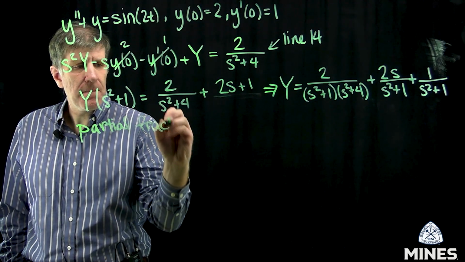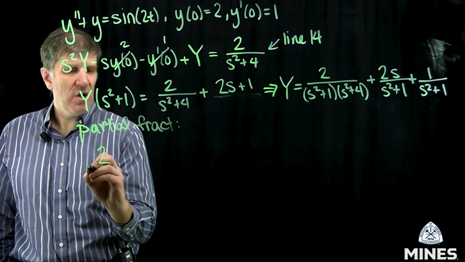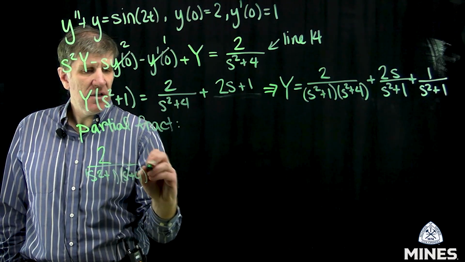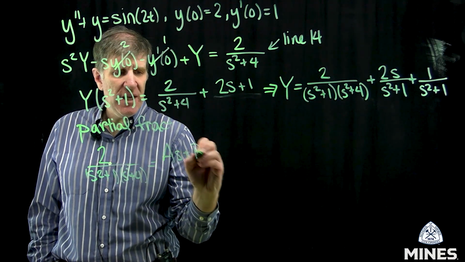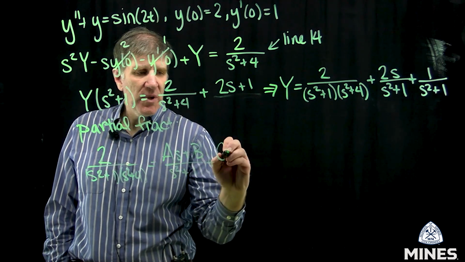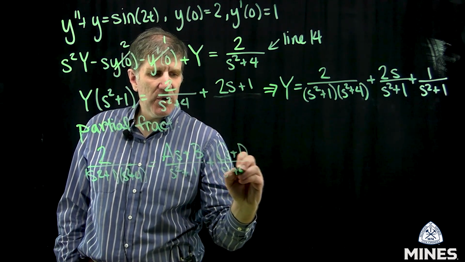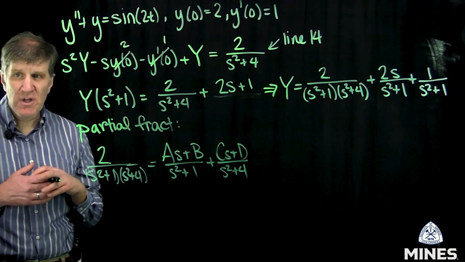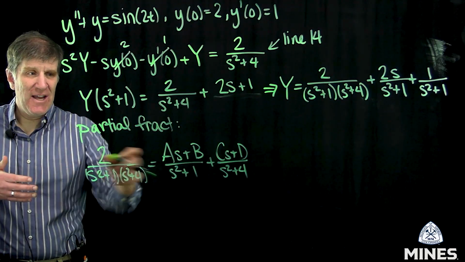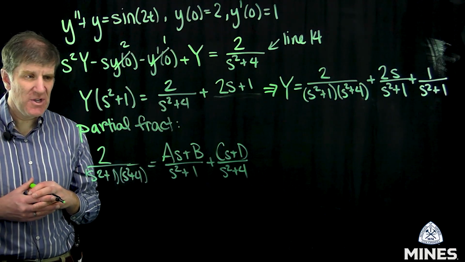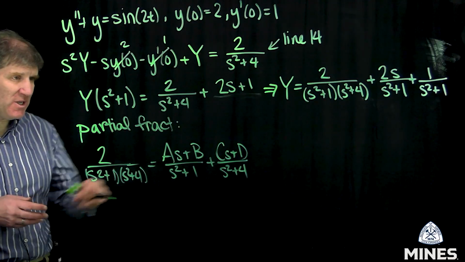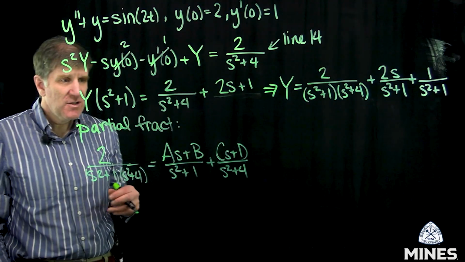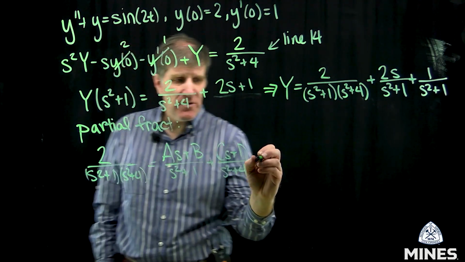Partial fraction, and that looks like 2 over s squared plus 1 times s squared plus 4 should equal as plus b over s squared plus 1 plus cs plus d over s squared plus 4. These terms are irreducible quadratic factors. What that means is I need an as plus b in my partial fraction decomposition. Instead of just an a, it has to be an as plus b and a cs plus d. That is the most general thing that could combine to give us this common denominator, and so that is what we need. So it's the first part of our partial fraction decomposition.